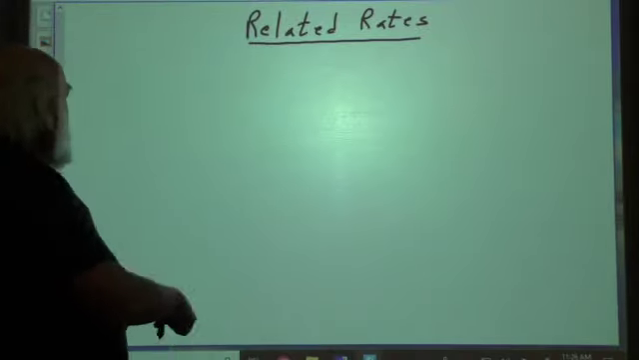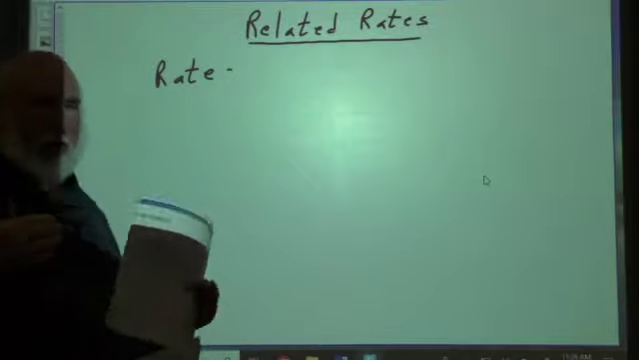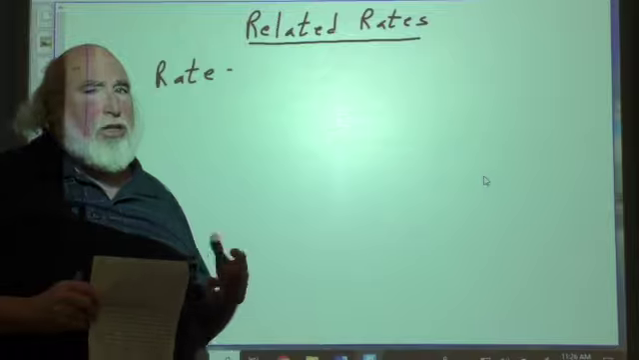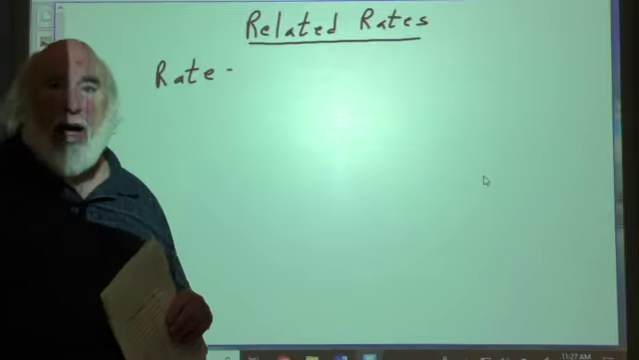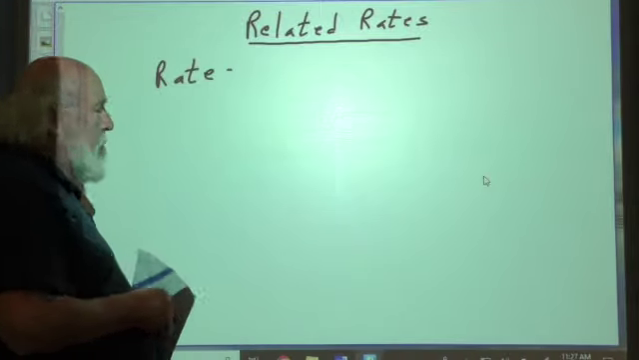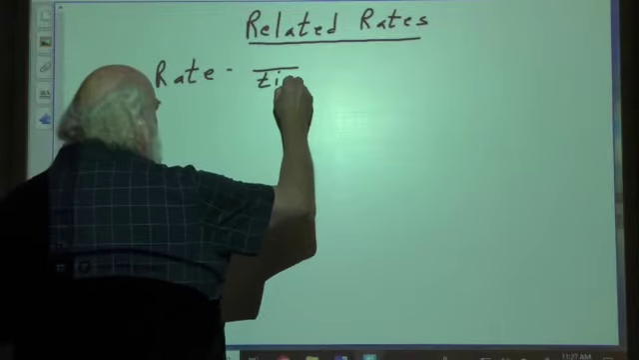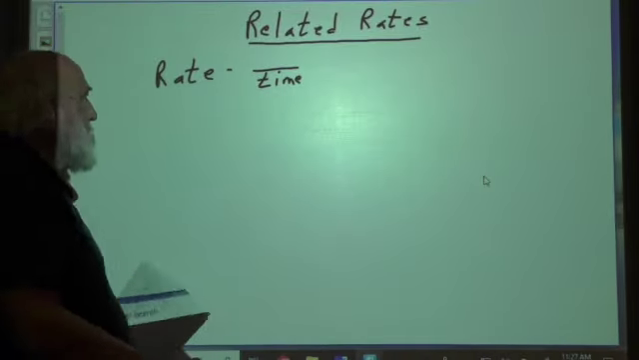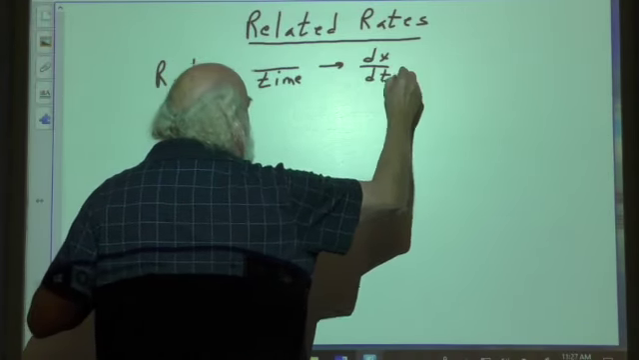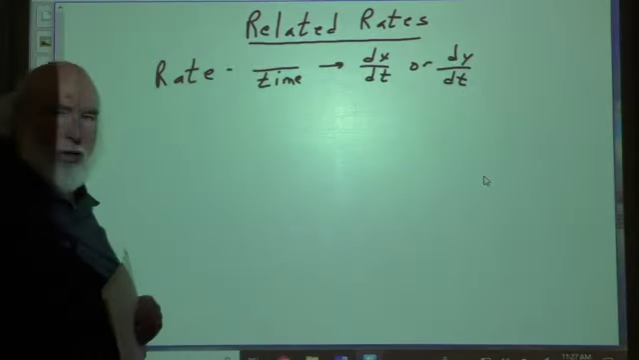First of all, let's make sure we understand what a rate is. A rate is a comparison of two measurements. Usually the second one is time, like miles per hour, meters per second, etc. So generally it's going to be over some kind of time. When we differentiate, we're going to be finding dx/dt or dy/dt. You get it in rate form, varying with time.